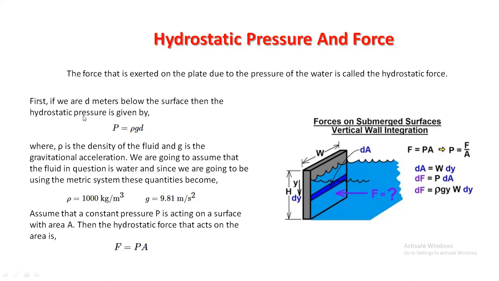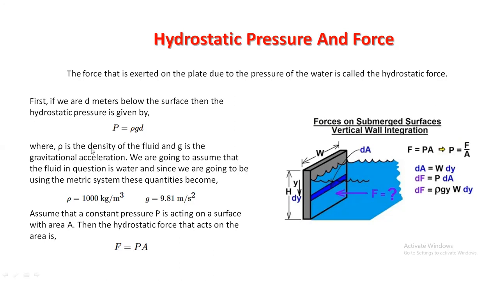So first, if we are d meters below the surface, so if this particular wall is d meters below the surface, then the hydrostatic pressure is given by the product of the density, the rho that I'm talking about, the gravitational constant G, and the d, the part of the wall which is submerged in water. It's not the height of the water, but rather that part of the wall which is submerged. Okay, so that's the d here, the rho g d.